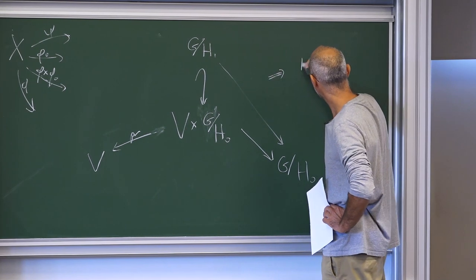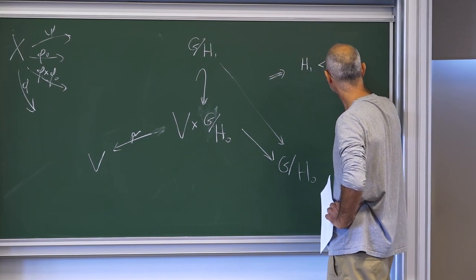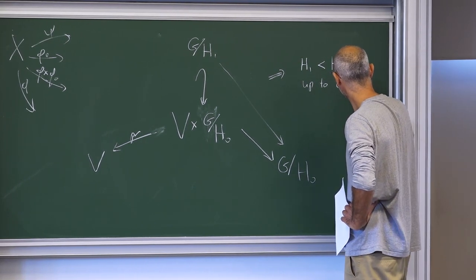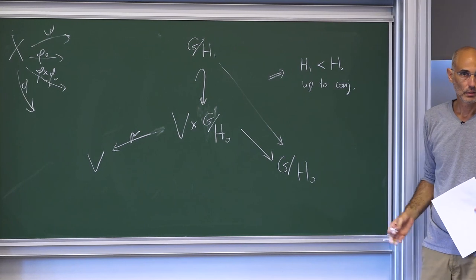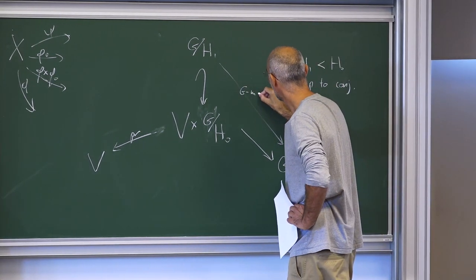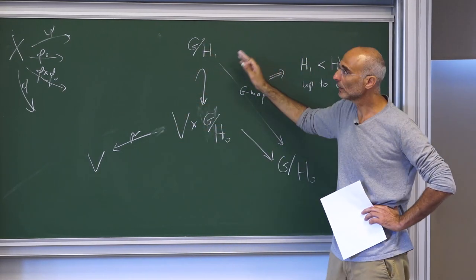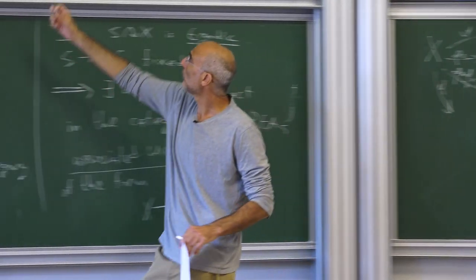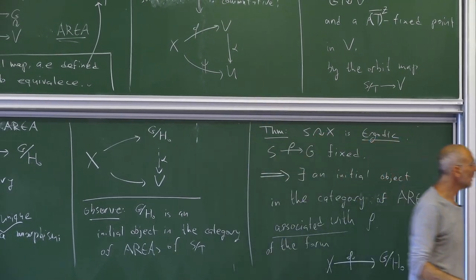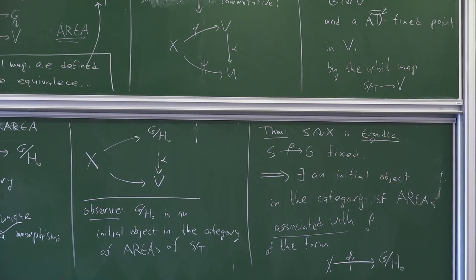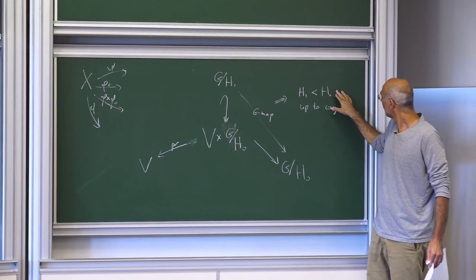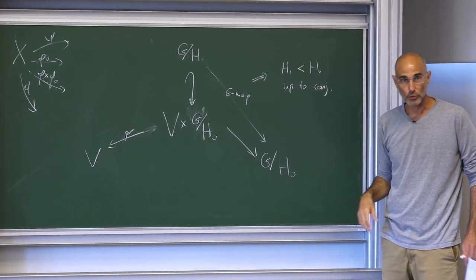From this, I'm getting that H1 is included in H0 up to conjugacy, right? This is a G map. I mean, all the maps over here are morphisms of varieties, G morphisms of varieties. So this is a G map between homogeneous G spaces, and I'm forced to have inclusions of stabilizers.